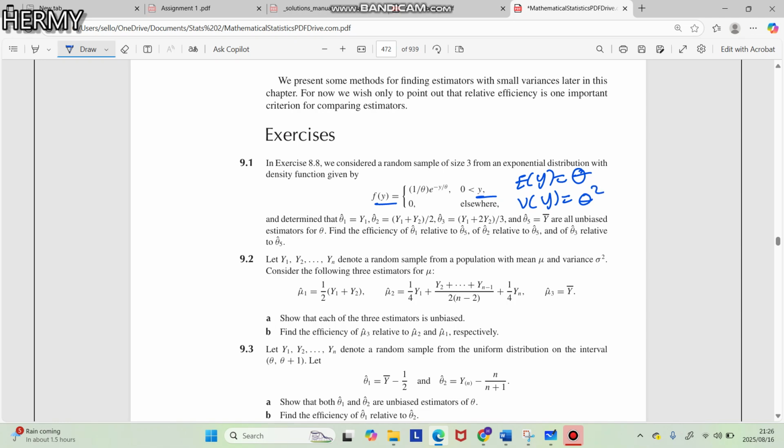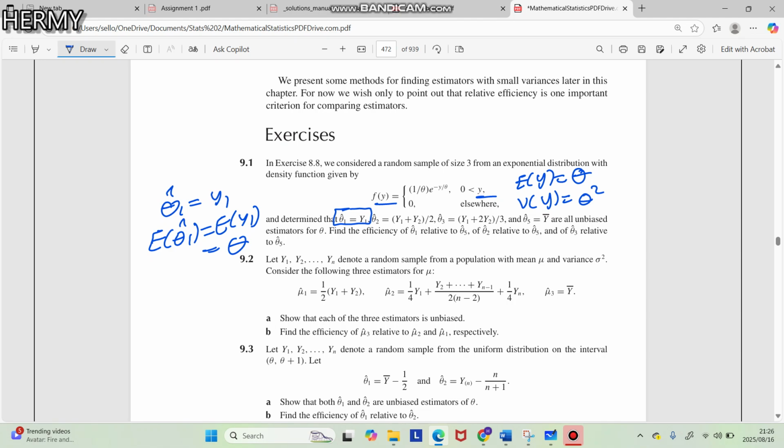Then what about this first question? They're saying the expected value of theta 1 is just y1. What about this guy? We said the expected value of this side is equal to the expected value of this side. So what is the expected value of y? It's theta. So you see where it's unbiased.